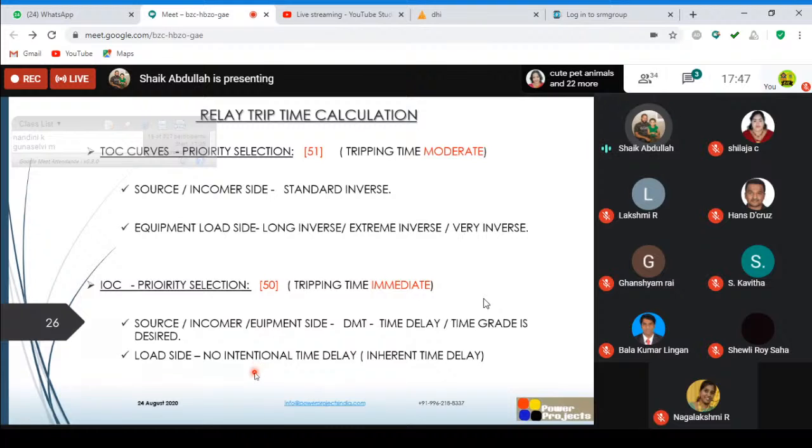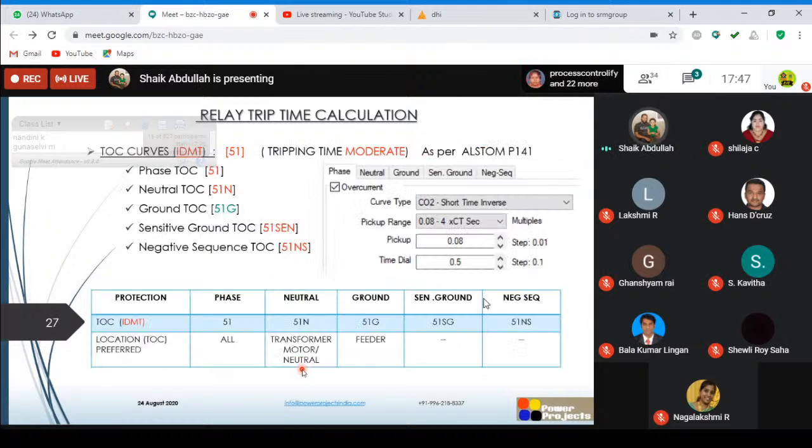There is no intentional time delay, so you can set your relay to operate immediately. This is as per the Alstom P141 relay.